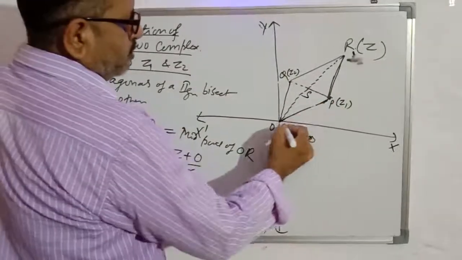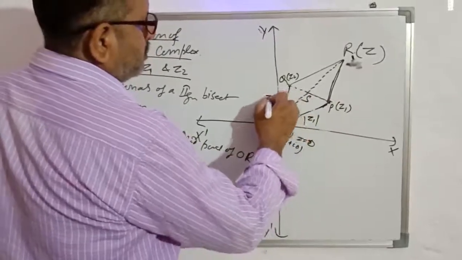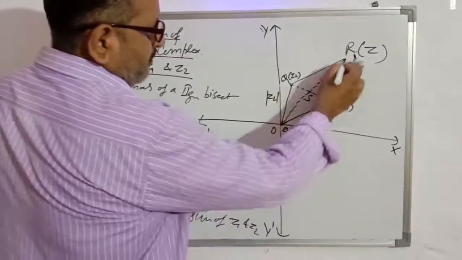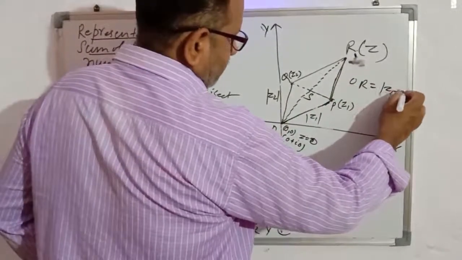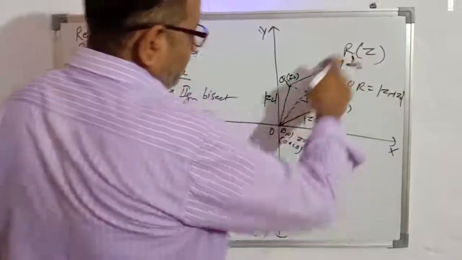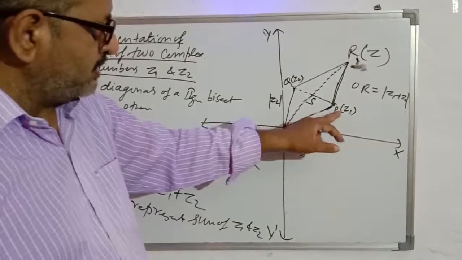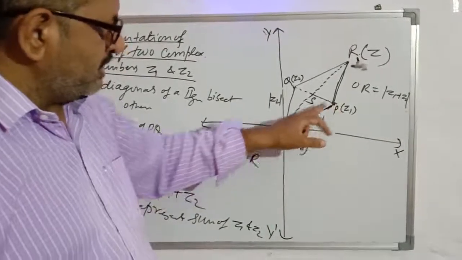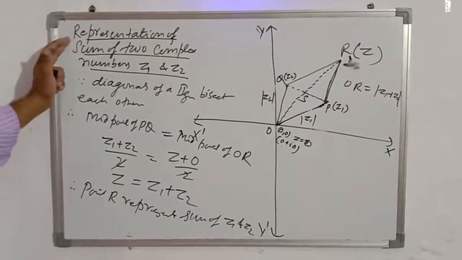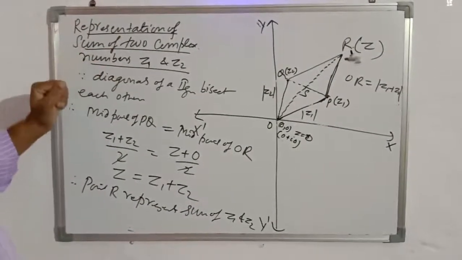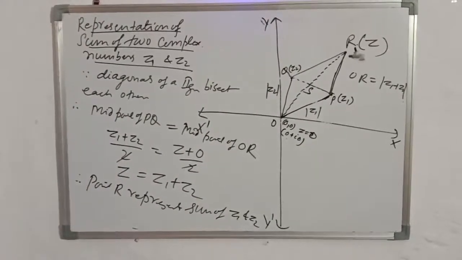When we join P to O, it is mod of Z1. O to Q, mod of Z2. When we join O to R, what will be OR? OR will be mod of Z1 plus Z2. So when we join the point corresponding to a complex number to the origin, it represents the modulus of that complex number. So here we have represented the sum of two complex numbers. Similarly, we can represent the difference of two complex numbers.